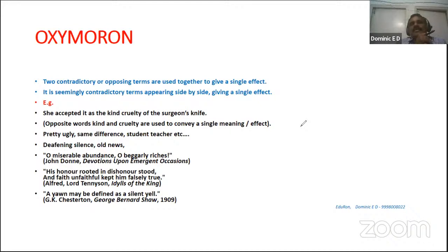Miserable abundance of beggarly riches. Again, John Donne. Miserable abundance, beggarly riches. Both are oxymorons. His honor rooted in dishonor, and faith unfaithful kept him falsely true. Faith unfaithful, falsely true. These are all oxymorons. A yawn may be defined as a silent yell. And you know what yawning is, when you feel bored. I don't know how many of you are yawning right now.